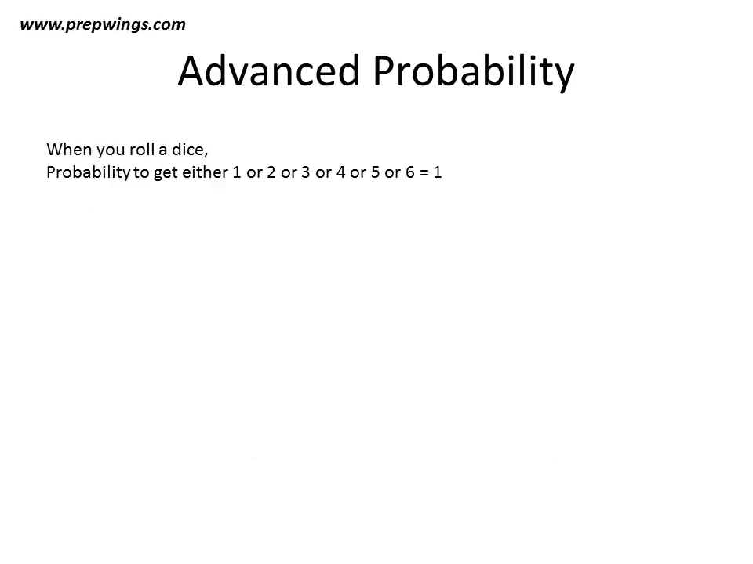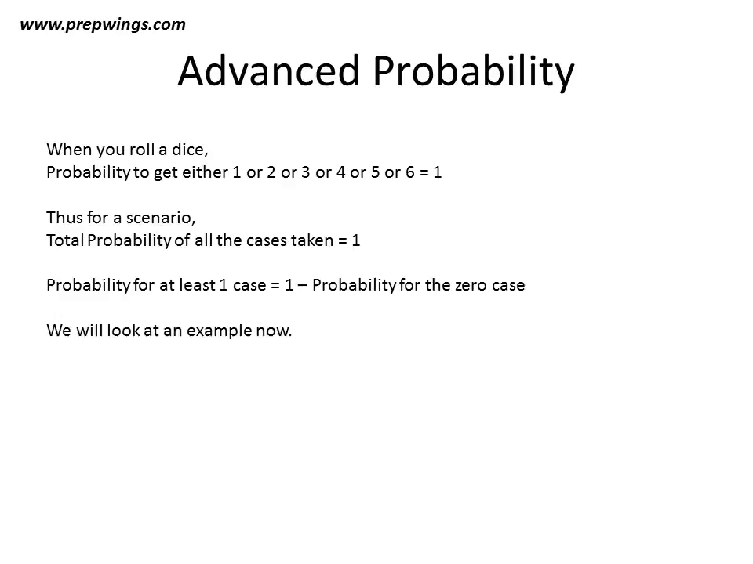Now when you roll a dice, you will either get 1 or 2 or 3 or 4 or 5 or 6. So the probability to get any one of them will be equal to 1, because it will happen. When you roll a dice, either you'll get 1 or 2 or 3 or 4 or 5 or 6, so the probability for it has to be 1. Thus, for a scenario, the total probability of all cases taken is equal to 1. So the probability for at least one case will always be equal to 1 minus the probability for the 0 case.